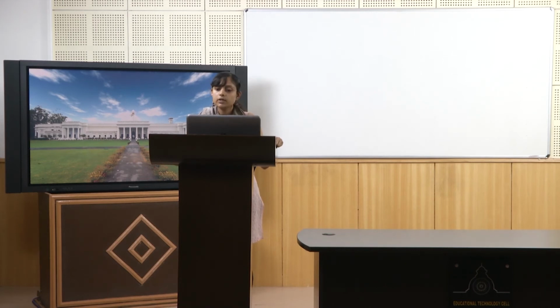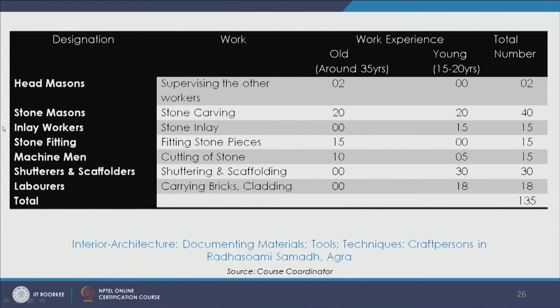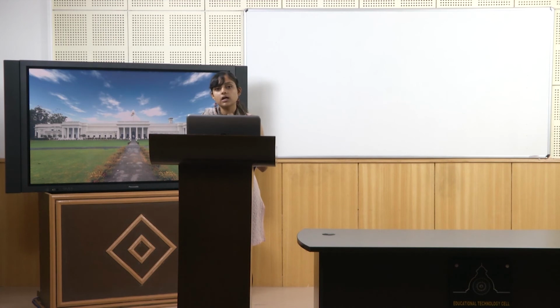We also tried to understand the hierarchy, how the work happens on site, what the different designations are, who all are the different masons and the karigars, how much experience they have in terms of their learning, and the total number of karigars. So all these details really help us understand how the work happens on the site, what the system is, what the hierarchy is, and how things are done in a system so that they are organized properly.